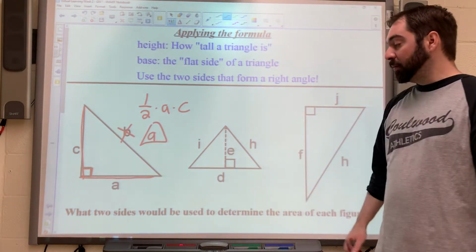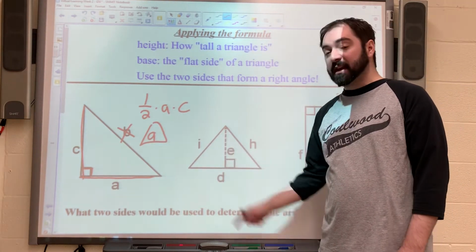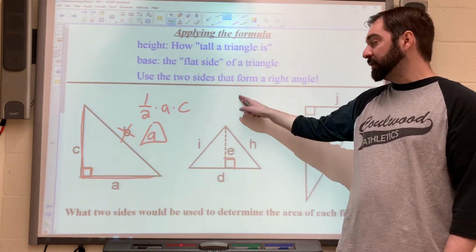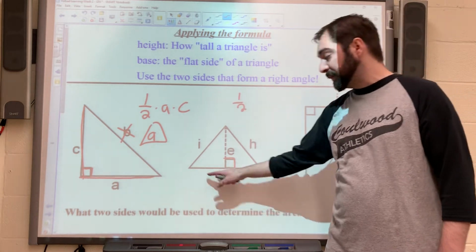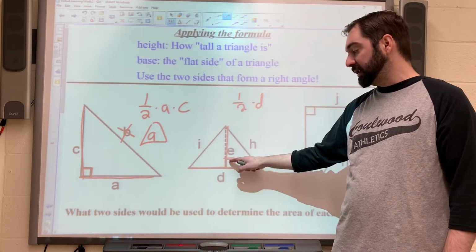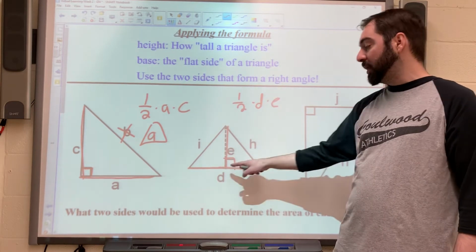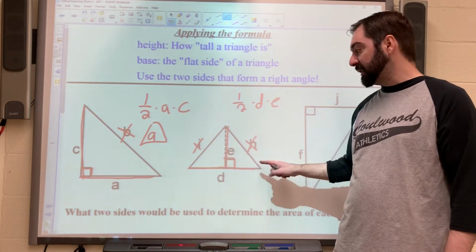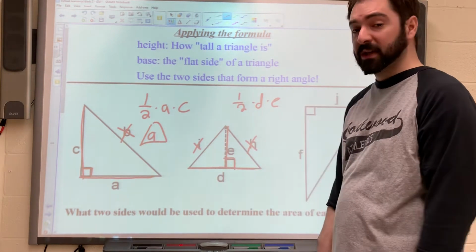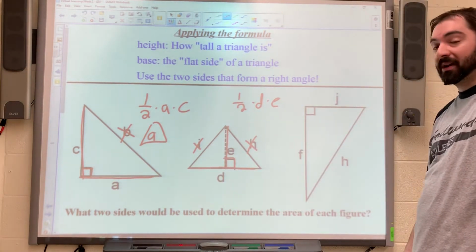Again, the second one, well, this one is an equilateral triangle. They gave me 4 different measurements. I find my right angle. It's right there in the middle. I would do 1/2 times the two values that would touch this. The base is on the bottom times D. The height is touching the right angle times E, so 1/2 times D times E. Again, H and I are distractors. They're trying to tell us other information that we don't need right now for area.